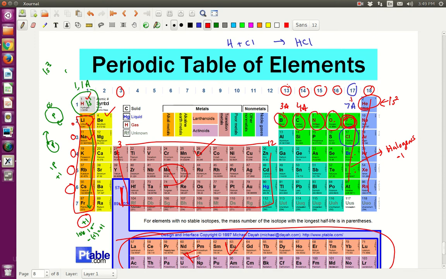Group 17, minus 1 because it gets 1 electron. Group 16, minus 2 because it gets 2 electrons. Group 15, normally a minus 3, but there's even more options. And then we kind of have to skip past all the rest over here to the alkali earth metals, which would be a plus 2, and the alkali metals, which would be a plus 1.